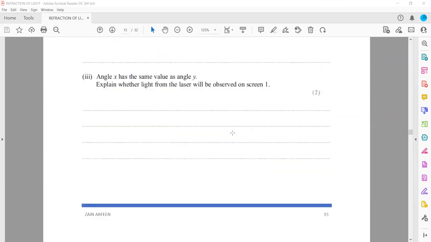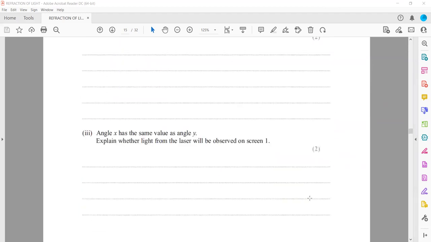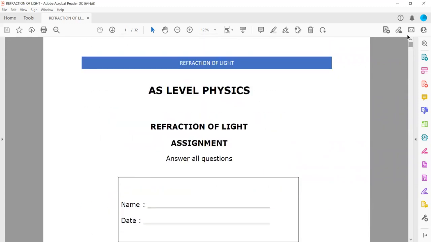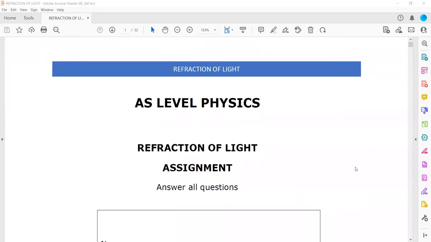Is it clear? Any discussion? So this was an exercise related to refraction of light.